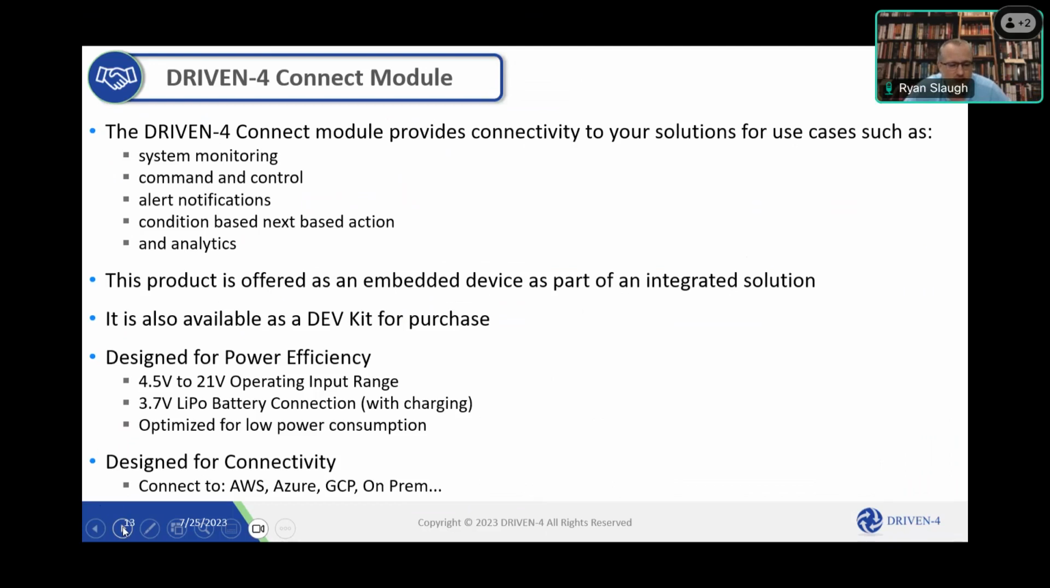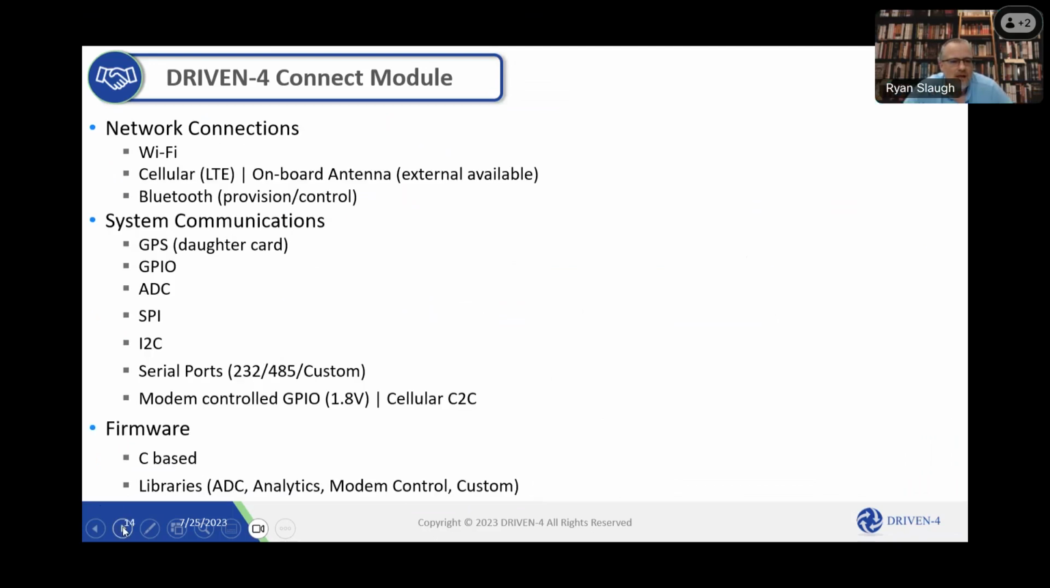It is optimized for lower power consumption and it's designed for connectivity. AWS, Azure, GCP, on-prem, whatever server you want to point it to, you can customize. The network connections available on the box: Wi-Fi, cellular, LTE with an onboard antenna. There is an external option where we can populate the circuitry to bring it to an external antenna. And Bluetooth can be used for provisioning and control if you have Bluetooth designs that you need to integrate, especially with your mobile devices.